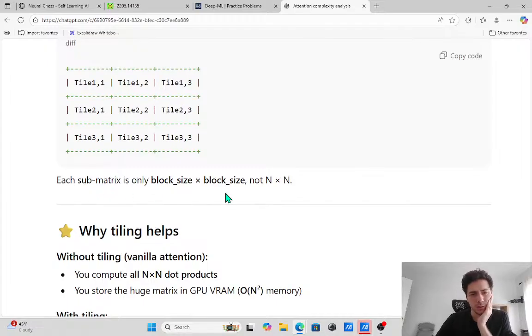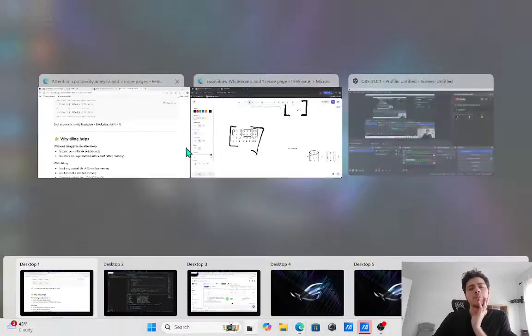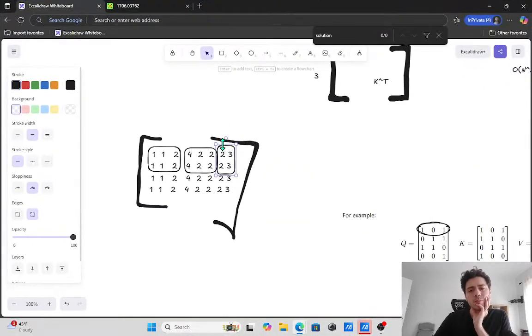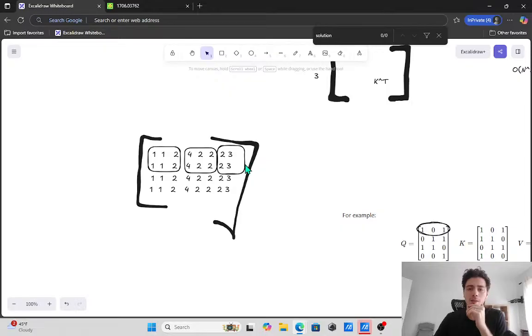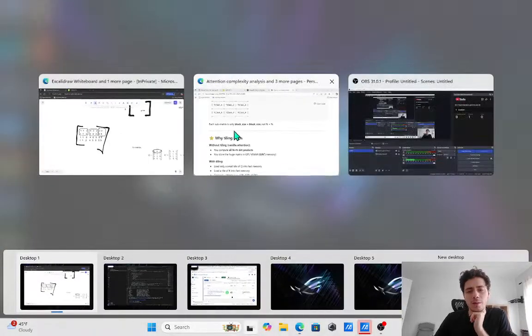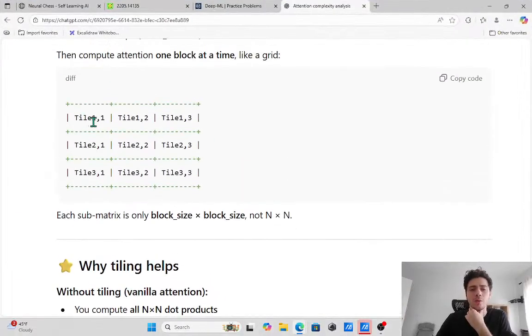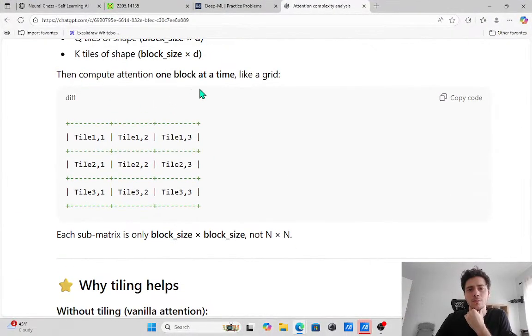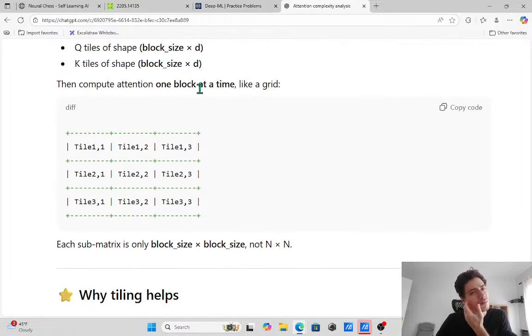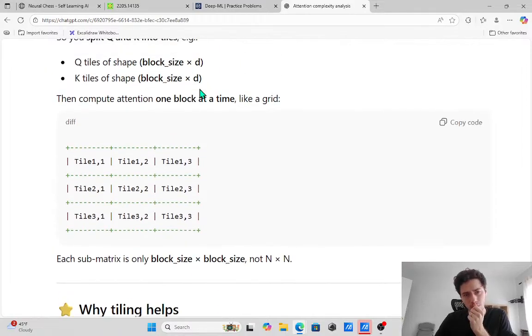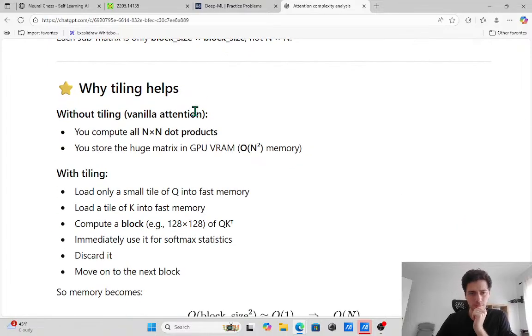So obviously the submatrices will be... I probably should add another number to make my life easier. Whatever. Assume there's another number here. So we take small blocks. So this is tile 1 of, and then okay.